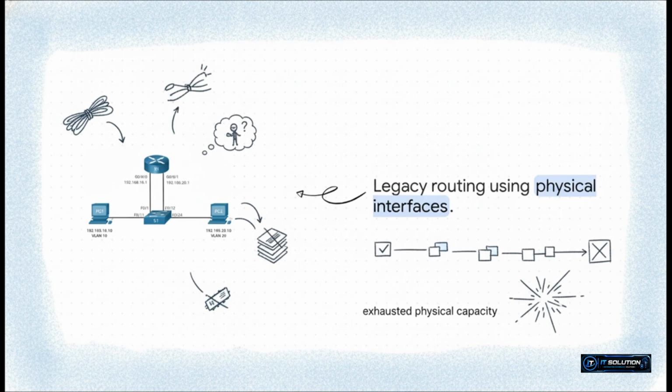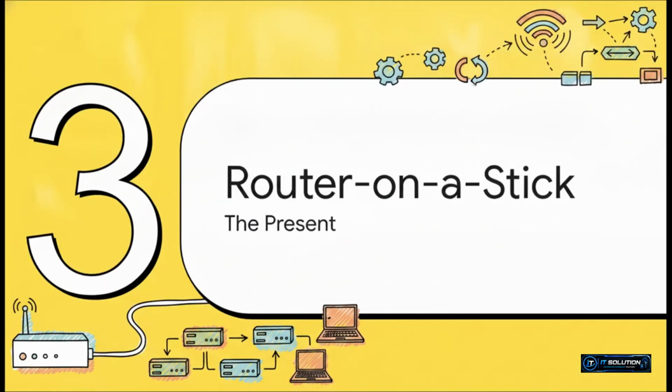And hey, it worked. But just picture trying to pull that off in a modern enterprise network with, say, 50 or 100 VLANs. There's just no way. This clunky legacy method ate up the router's physical ports instantly. It totally failed to scale because you simply run out of physical ports. So that brings us to section 3, router on a stick, the present.